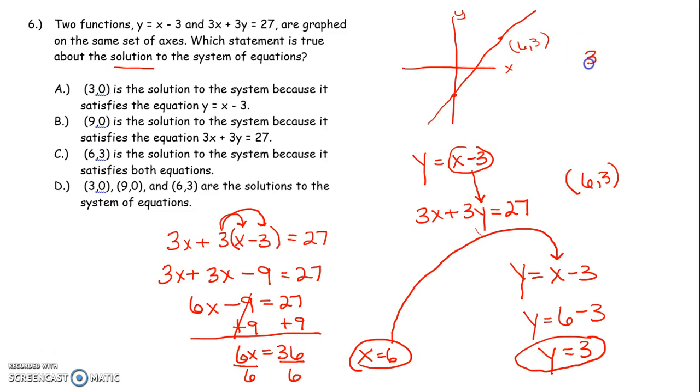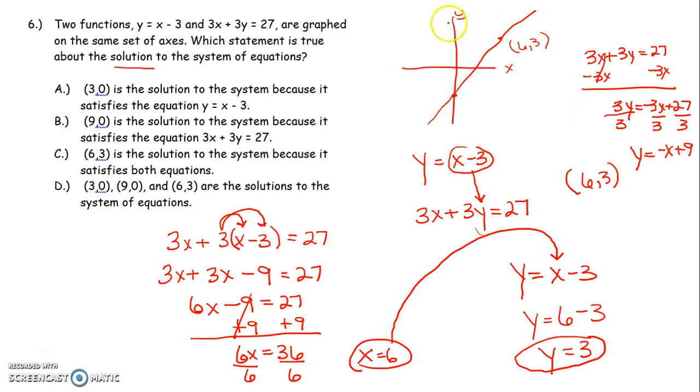So this one, 3x plus 3y equals 27. I can subtract 3x on both sides. I then would have 3y equals -3x plus 27. I could divide each piece by 3. And I would get y equals -1x plus 9. So my other line would be crossing up here at 0, 9, and I'd go down one, right one, down one, right one, down one, right one. And that would be my other line. And they cross right here at 6, 3.